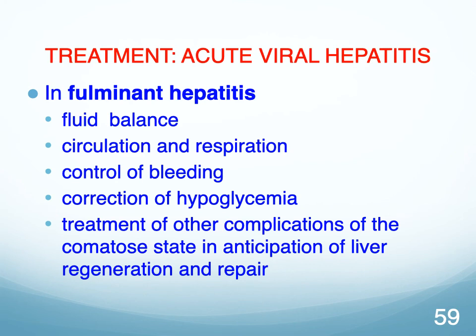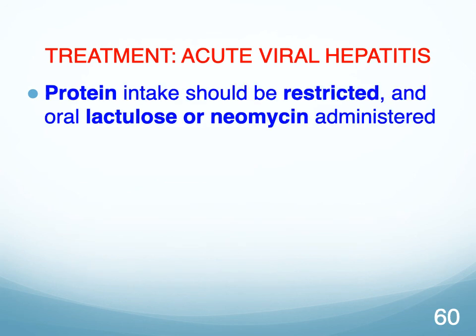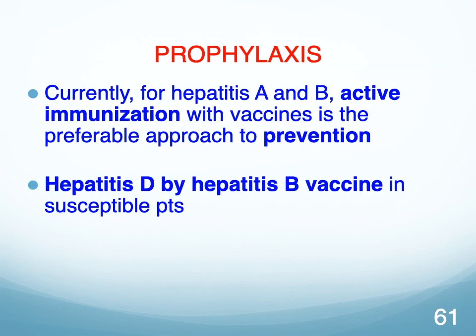And in fulminant hepatitis, you need to have good fluid balance, circulation, control of bleeding, correction of hypoglycemia, and treatment of complications. And in treatment, protein should be restricted and non-absorbable antibiotics should be administered.